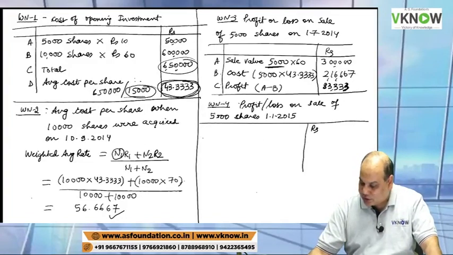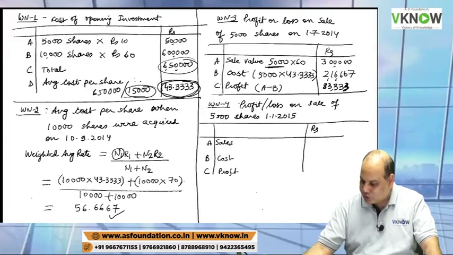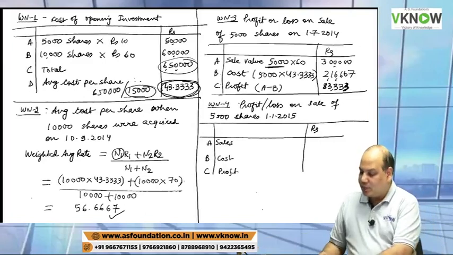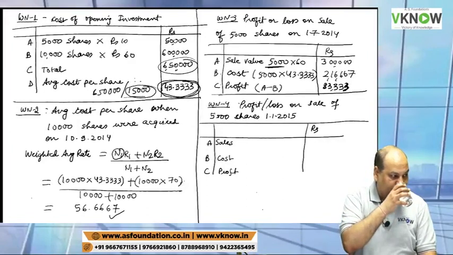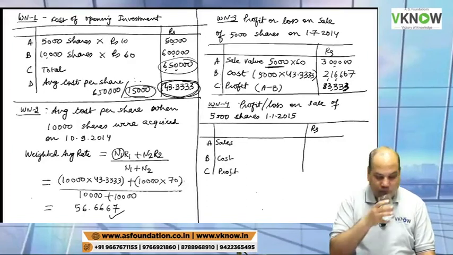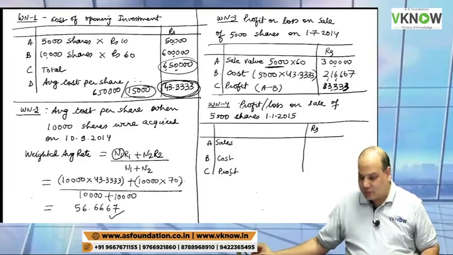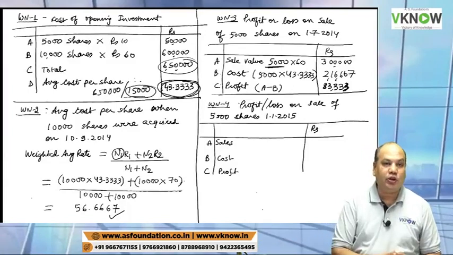Yes, Tiwari, please answer. A, B, C. A is sale, B is cost, C is profit. Solve like working note 3. Give me the answer. What is the profit or loss on sale of 5,000 shares? Dear student, please try. Today after the lecture is over, you will try all the remaining questions.